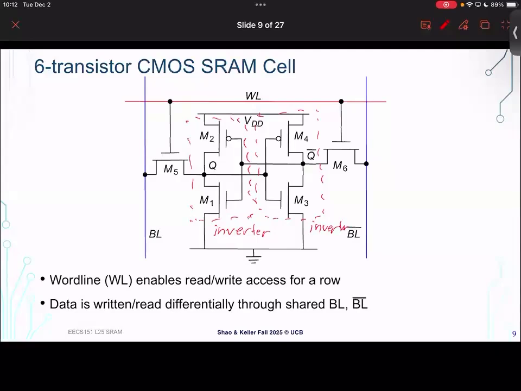And the output of this inverter is being passed into the input of the other and vice versa. So this is the exact same cross-coupled inverter that we saw in the previous slide. It's just translated into transistors. We've numbered the transistors M1 through M6 in order to keep track of which one is what. We'll use that in our analysis shortly.